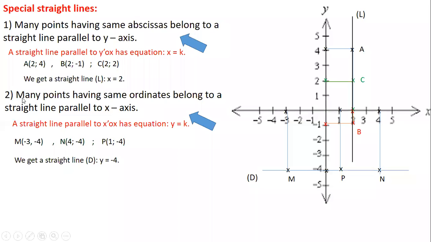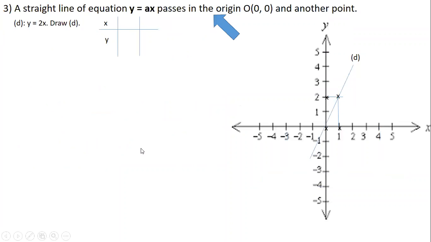Now the second rule: many points having the same ordinates will be on a straight line parallel to the x-axis. After locating M, P, N, I can see that they have the same ordinates. Since they have the same ordinates, they will be on a straight line parallel to the x-axis, of equation y equal k. What is y equal k? Y equal -4, since they have the same ordinates.